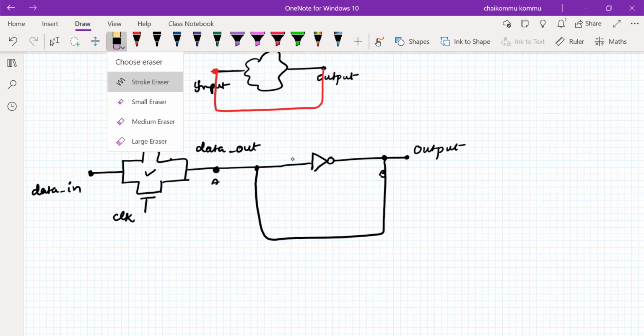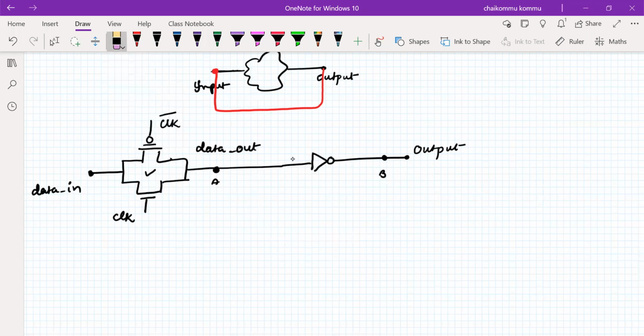So what we have to do is that we need to remove this one. We have to put some control on this feedback path. How do we do this? For that, I'm going to consider another switch here. Another switch here. This decides that one.